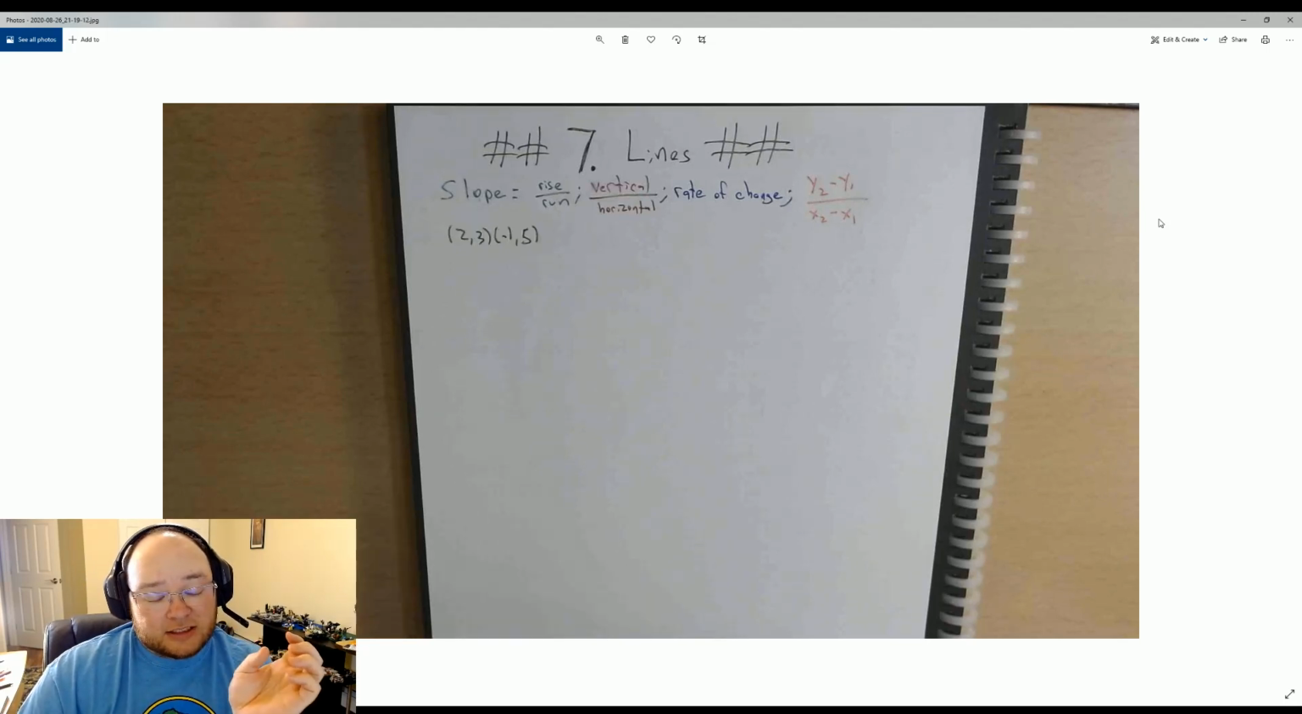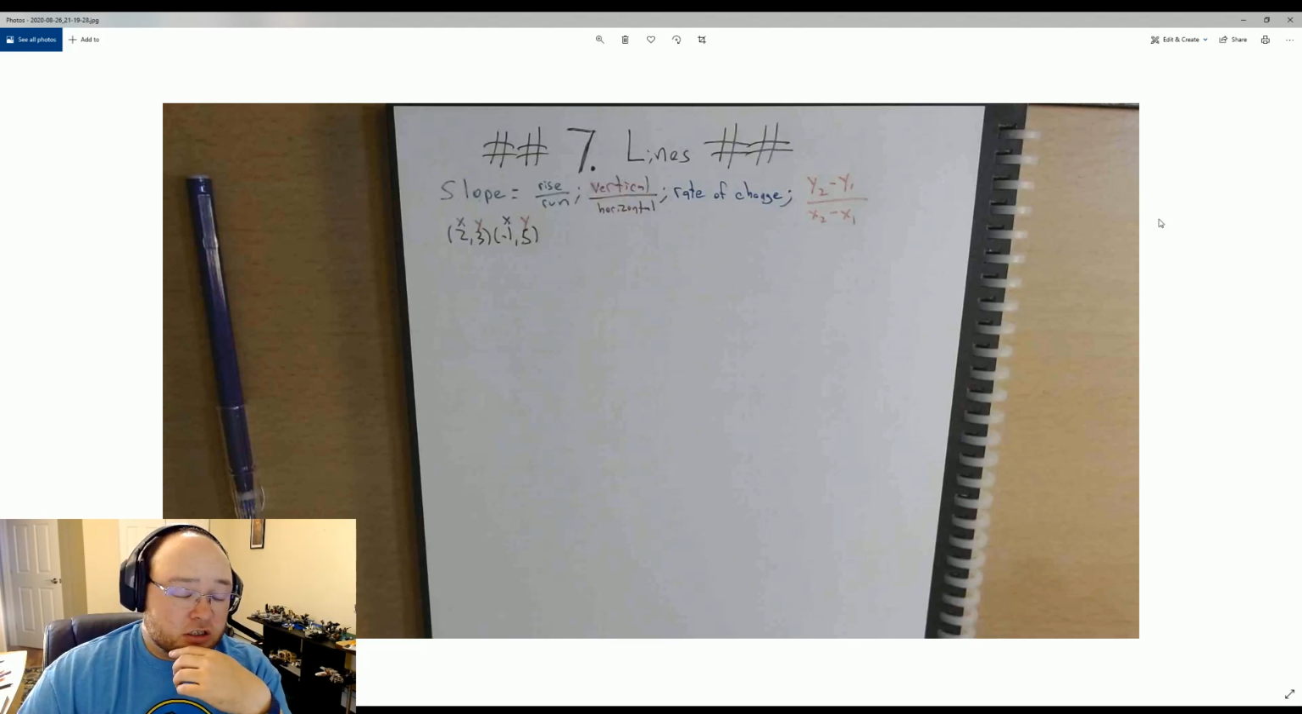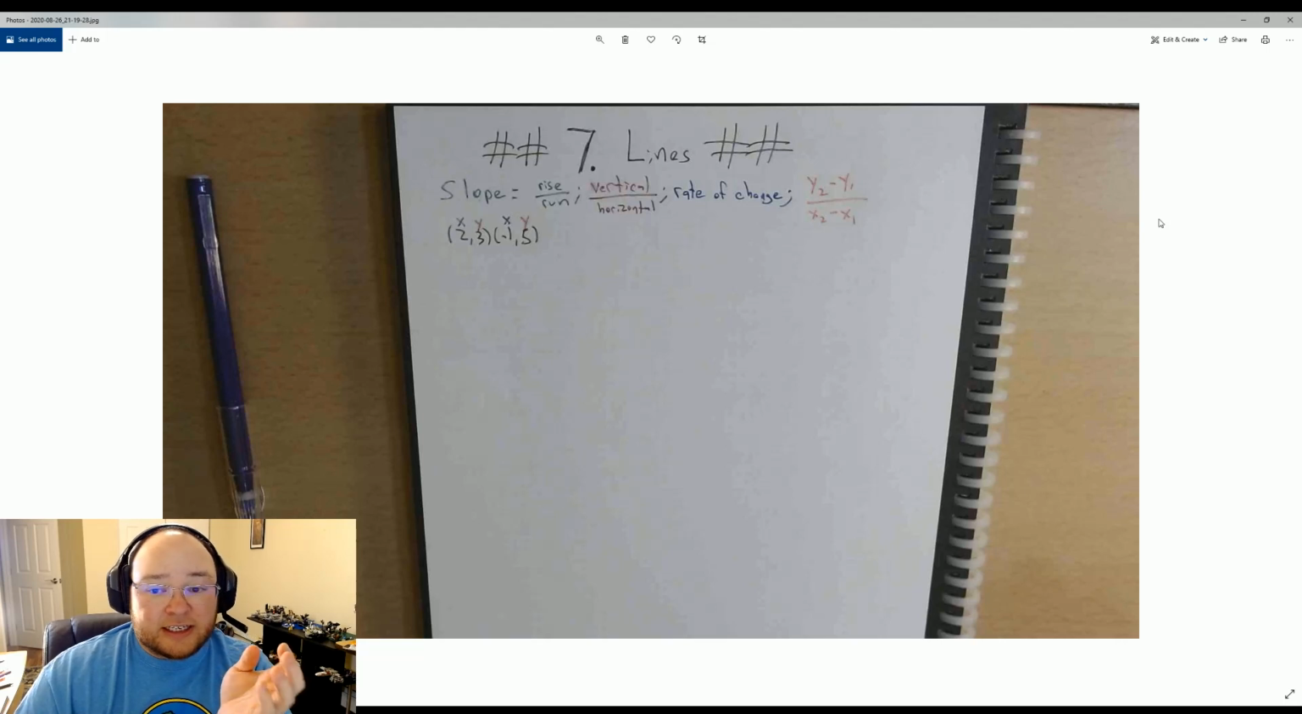So, as an example, let's say I'd ask you to find the slope between the points (2, 3) and (-1, 5). If you wanted to, the first thing you could do is label x1, y1 and x2, y2. Now, literally, you're just going to subtract the y's on top and the x's on the bottom. The way that I always try to remember this is that y's rhymes with rise.